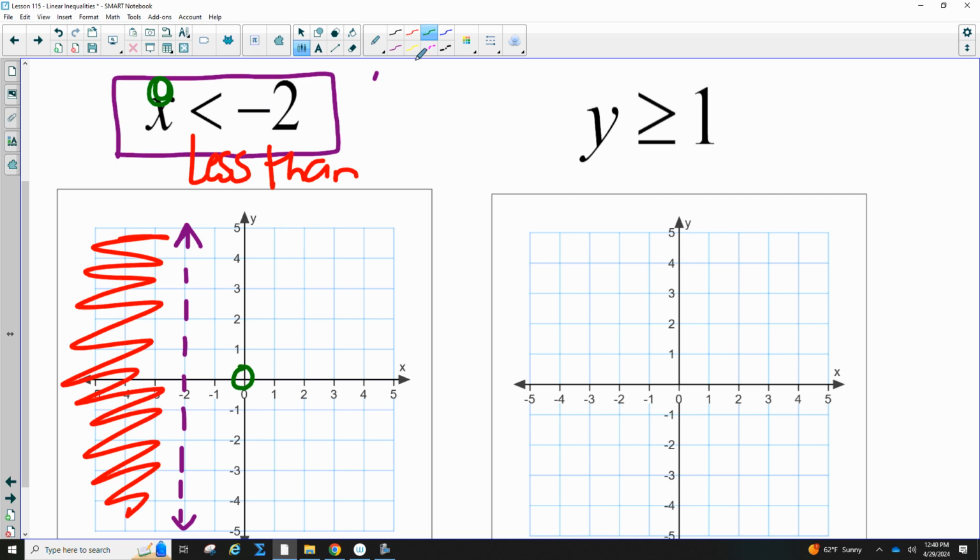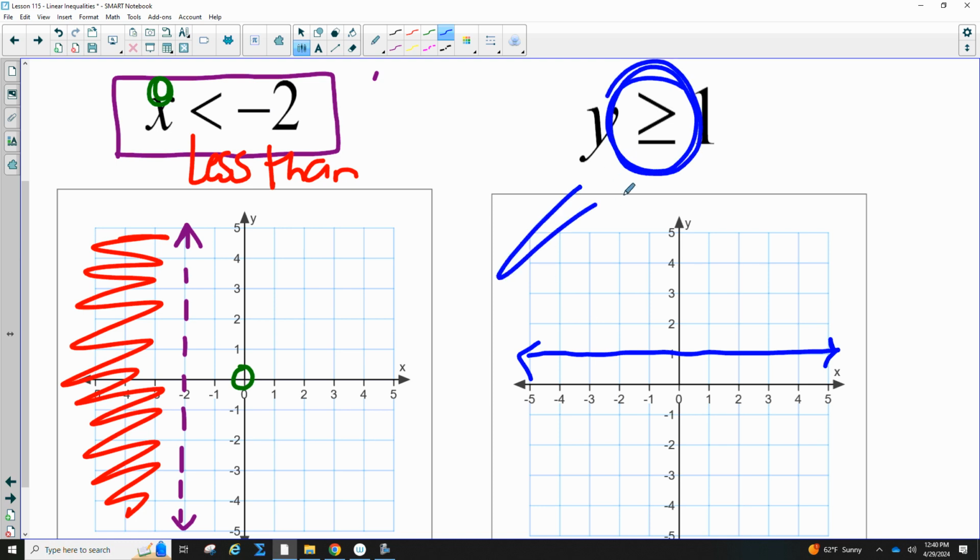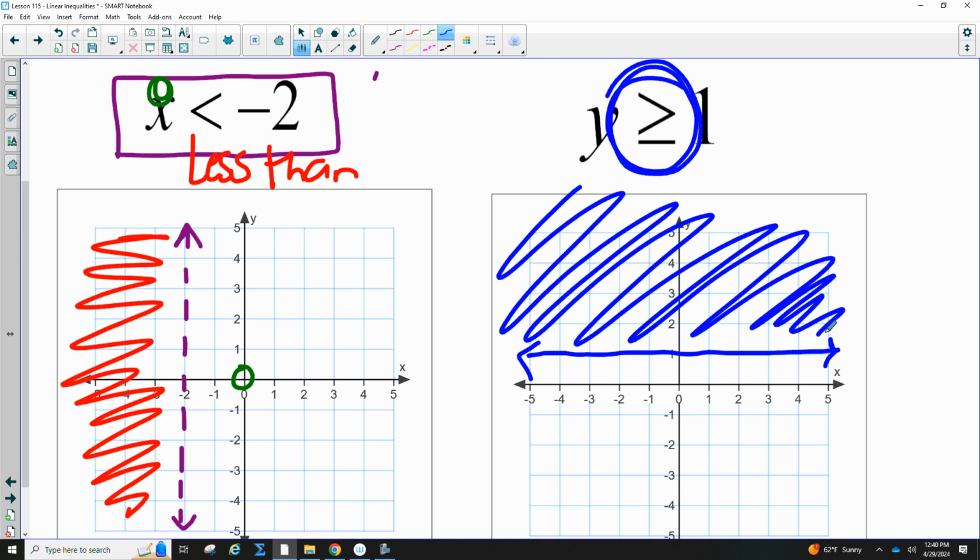y graphs cut through the y-axis, this time at 1. Solid or dotted line? Good. We have the line underneath, so it's solid. And we definitely can do above or below. Do we shade above or below? That is a greater than sign, so you're going to shade above the line.